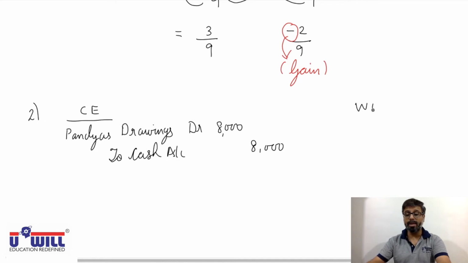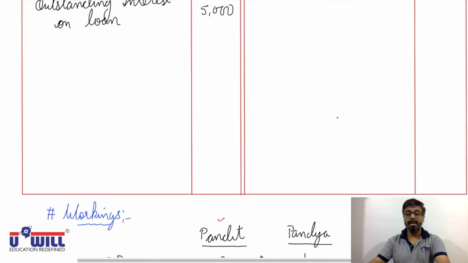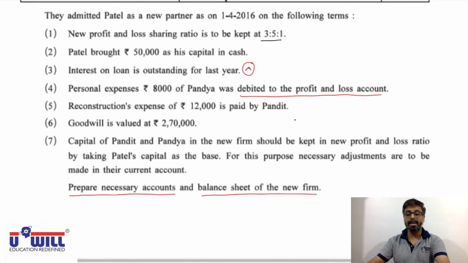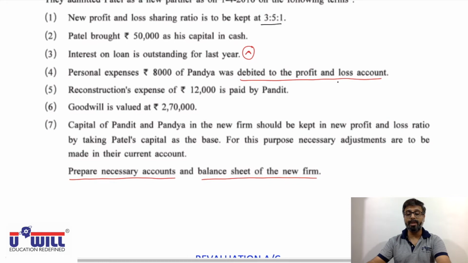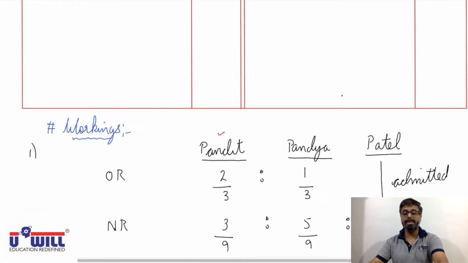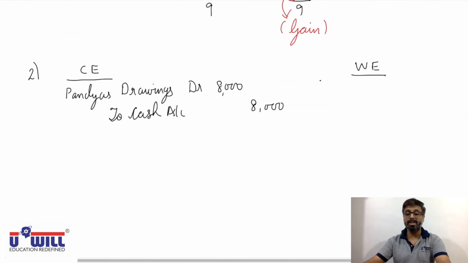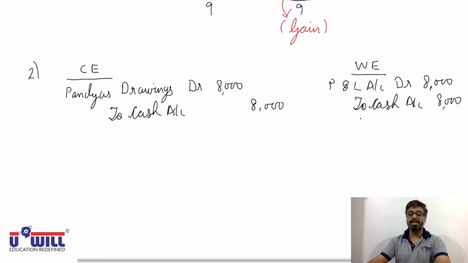Now what is the wrong entry passed? Instead of drawings, they say it was debited to the profit and loss account. Means instead of Pandya's drawings we have done profit and loss account debit 8,000 to cash account 8,000. This is the wrong entry passed. Instead of Pandya's drawings we have debited the P&L account. No mistake in cash is there.